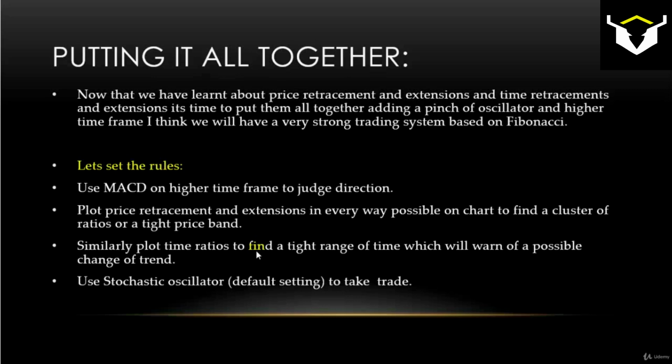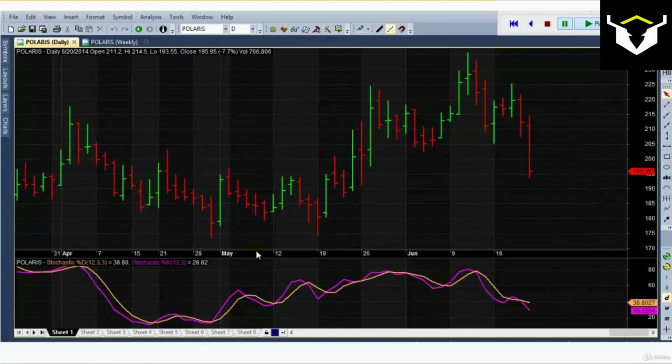We'll plot time ratios to see if there is any important cluster of time where prices might change direction, and then we will use the stochastic oscillator to take an entry. Alright, let's go ahead and look at some live examples. Our first example is Polaris.